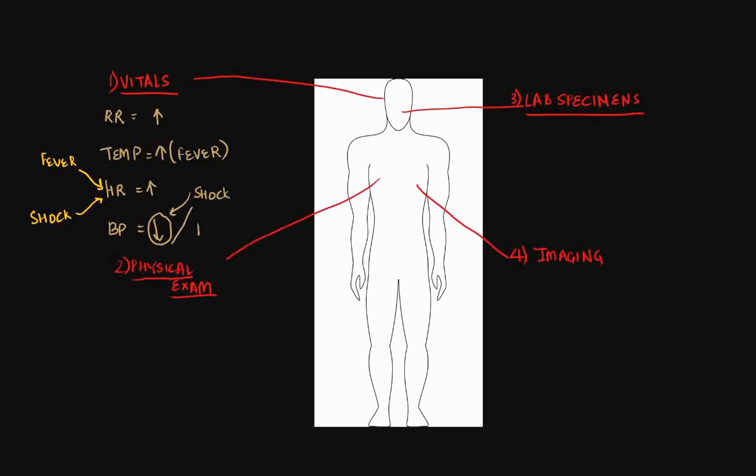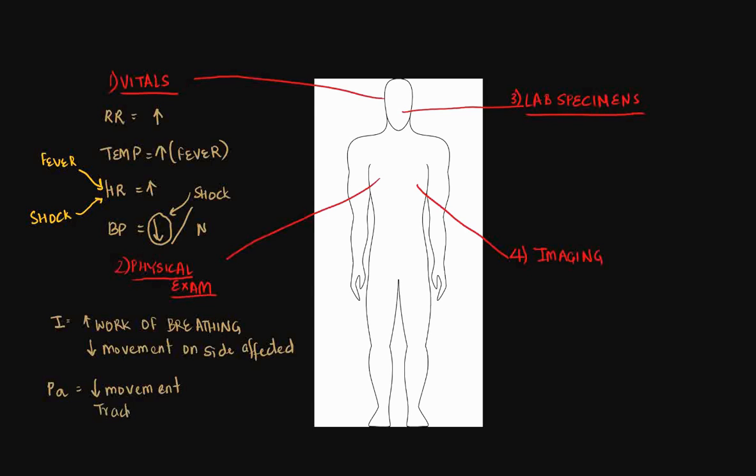Now coming to the physical examination of the patient, on inspection, there is increased work of breathing, that is, the accessory muscles of respiration are used. There is decreased movement on the side that is affected. On palpation, we'll find that the movement on the affected side would be reduced. Trachea would be central, that is normal in its location, and vocal fremitus will be increased. This finding is usually seen when there is a consolidation in the lung.